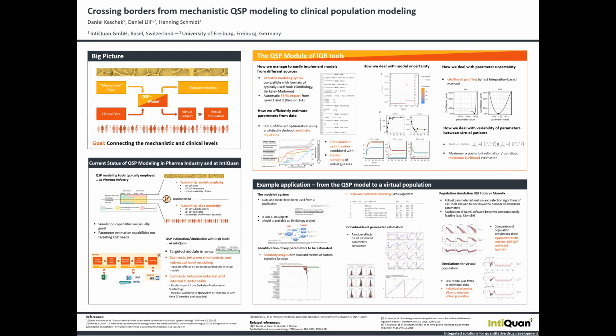QSP models are increasingly used in the pharmaceutical industry because they allow to mathematically represent more of the biological background knowledge about the disease, the cellular processes, and the mechanism of action. Accordingly, one is hoping that these models are better suited for extrapolation, for example, from animal to human, or from one drug to another.